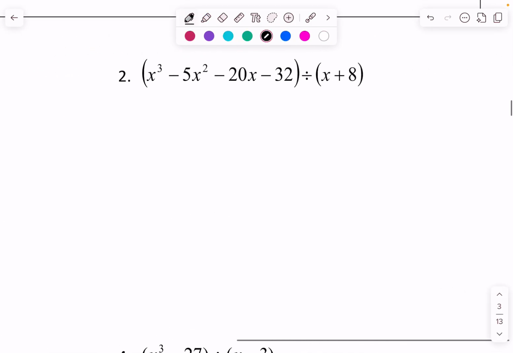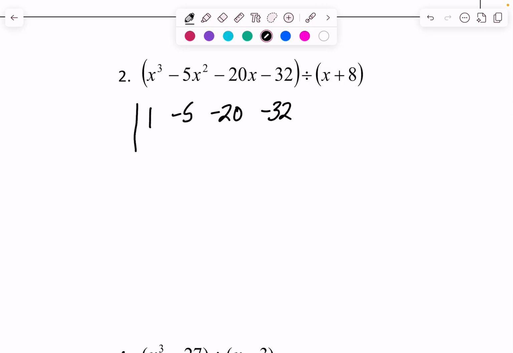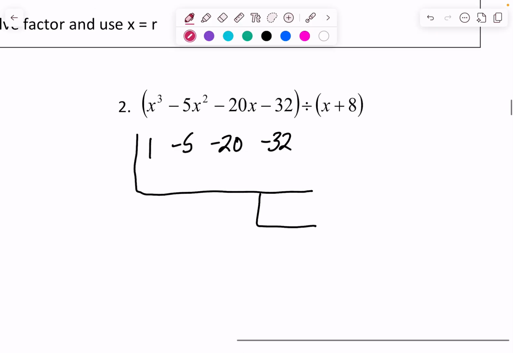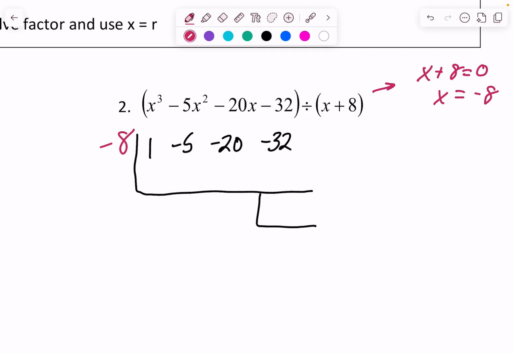Okay, so let's look at this again. We start by writing our coefficients, so just the number part. We draw our big L. Then we take our divisor, set it equal to 0, solve for x. So we get x equals negative 8. That's what goes in front.